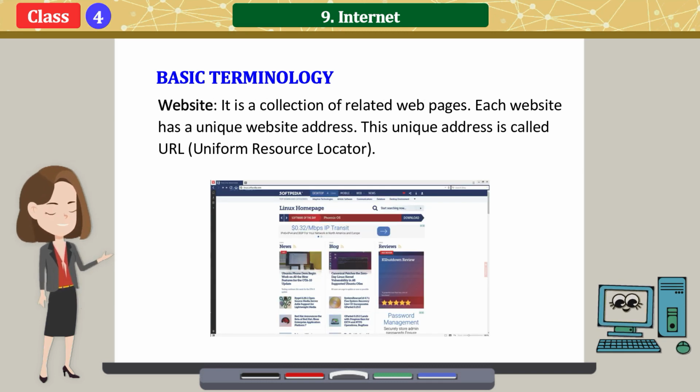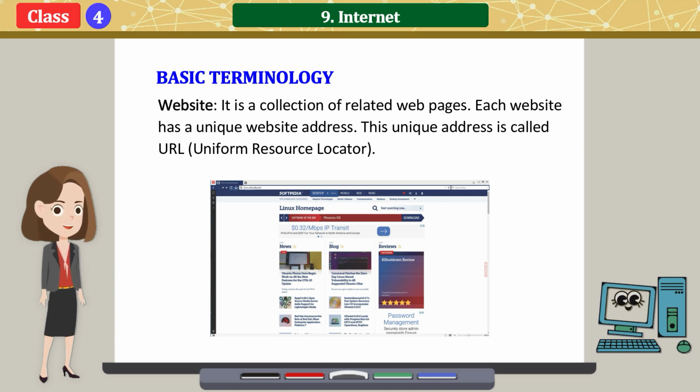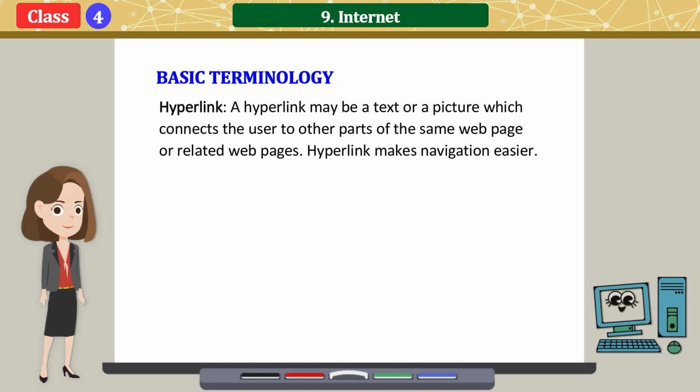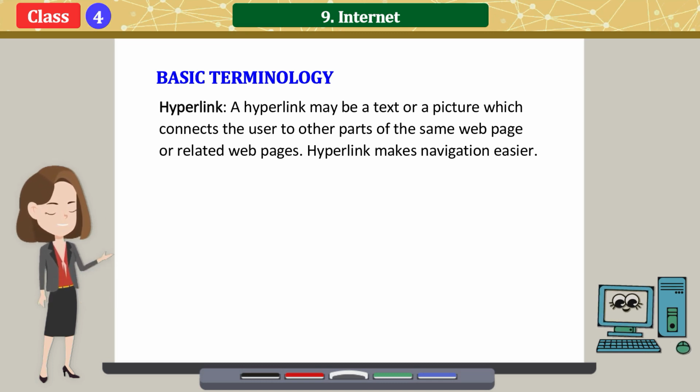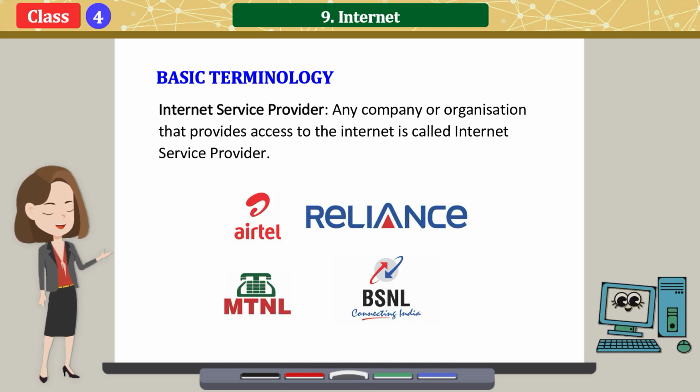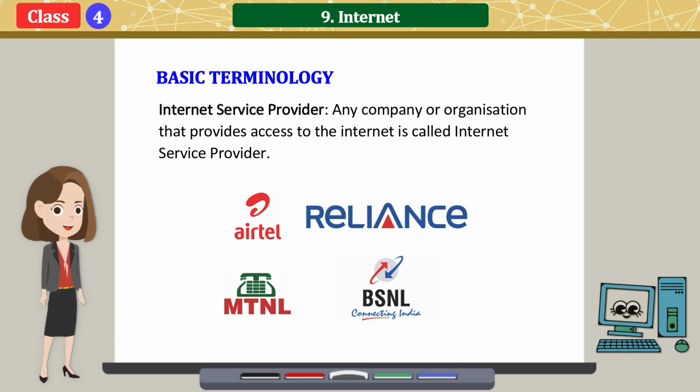Website. It is a collection of related web pages. Each website has a unique website address. This unique address is called URL. Hyperlink. A hyperlink may be a text or a picture which connects the user to other parts of the same web page or related web pages. Hyperlink makes navigation easier. Internet service provider. Any company or organization that provides access to the internet is called internet service provider.